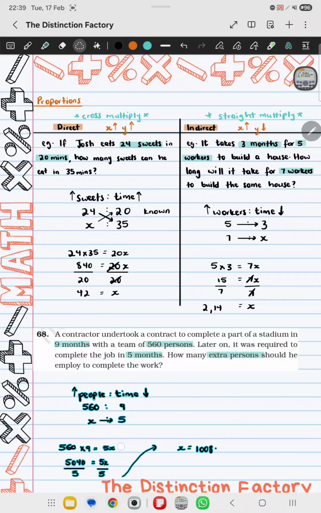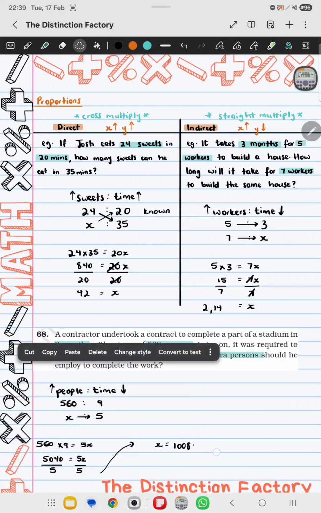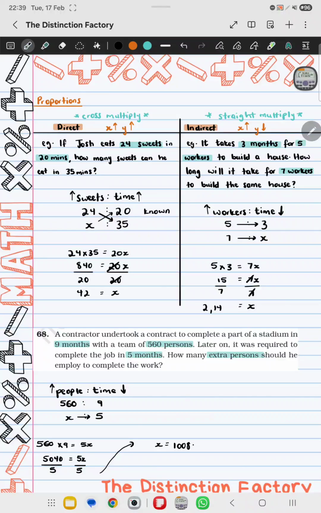complete it on time. However, the question asks us, how many extra people must he employ to complete the contract? Not how many people in total. So what we have to do from here is a bit of an extra step, but we're going to take the total amount that he needs and subtract the people that he already has employed. And this will give us a total of 448 extra workers that he will need to employ. All right, so that is dealing with indirect proportion.